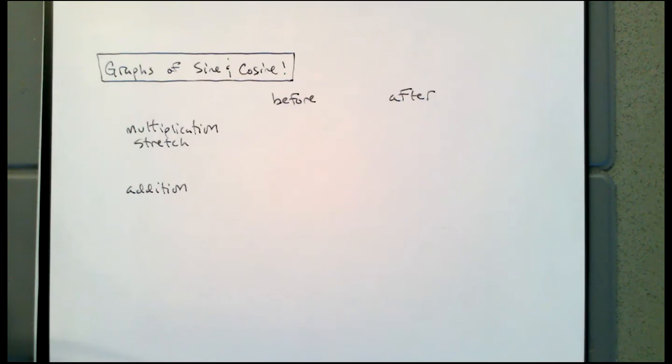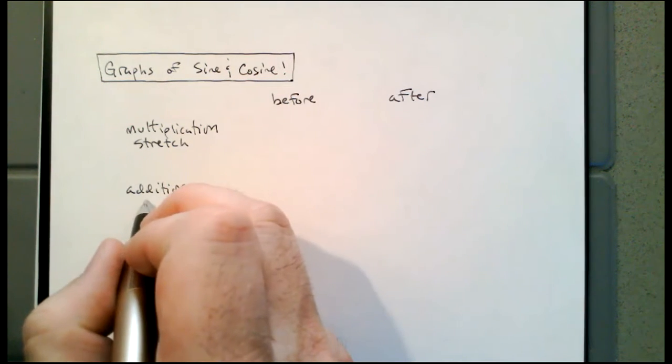Today, we're going to continue looking at graphs of sine and cosine. Recall that we start with some default graphs of sine and cosine, and then we start making adjustments to them using operations of multiplication and addition, either before or after the trig function is applied in the order of operations. The two operations that we focus on are multiplication and addition. Multiplication will produce a stretch, and addition will produce a shift.